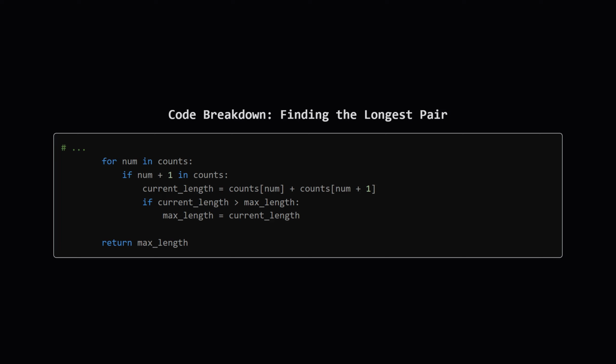Now for the main part. We loop through each unique number we found, which are the keys in our counts map. For each number, we do a simple check. Does the number that's 1 bigger than it also exist in our map? If the answer is yes, we've found a harmonious pair. We calculate its potential length by adding the count of our current number to the count of the next number. Then we just check if this new length is better than the best we've seen so far. If it is, we update our maximum length. After checking all the numbers, we just return whatever the best length was.